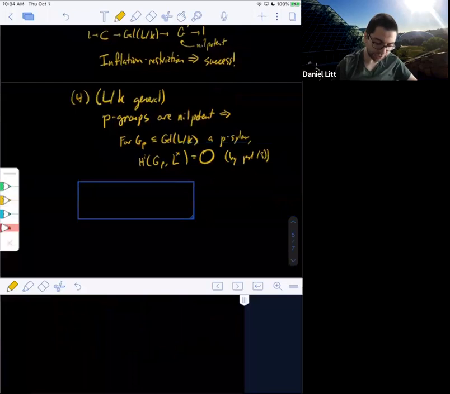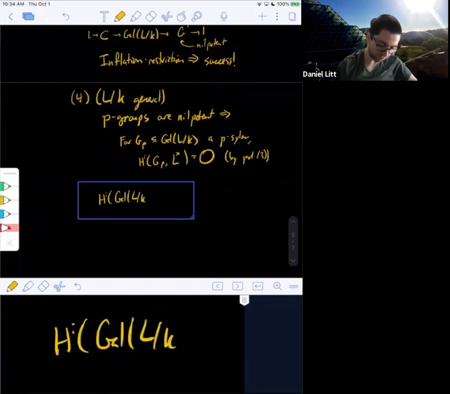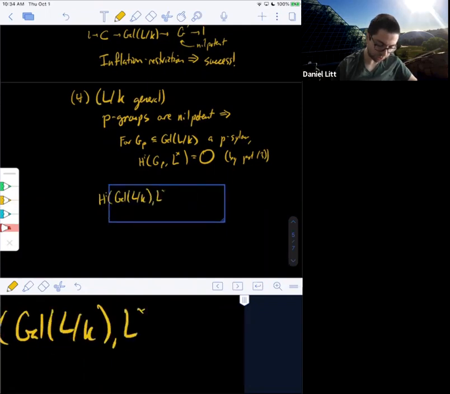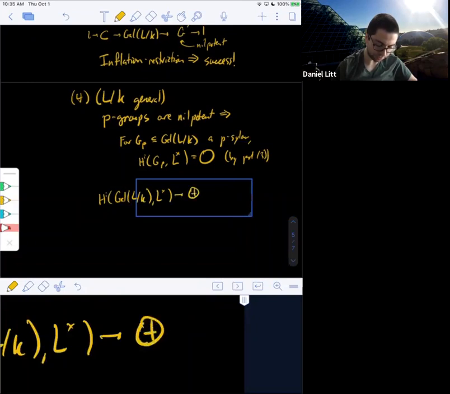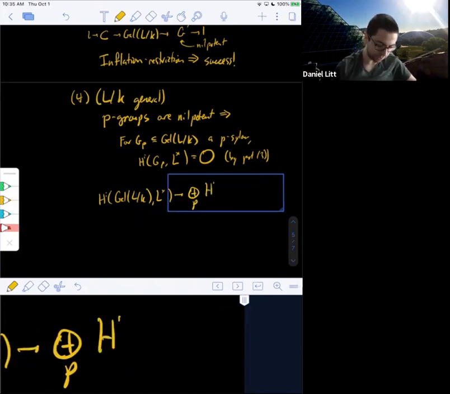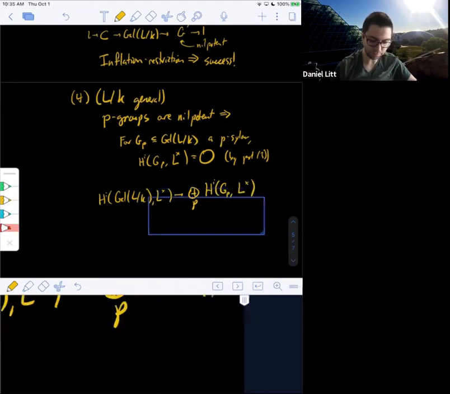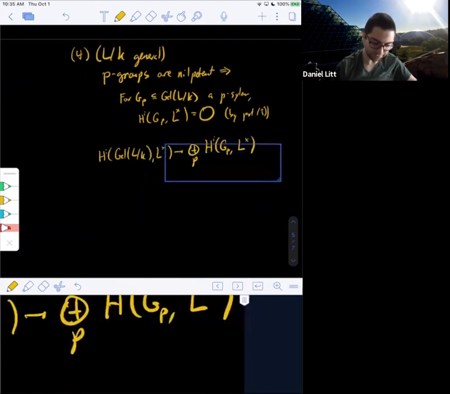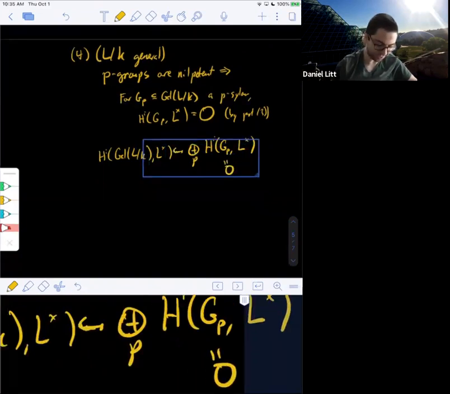All right. So now let's consider the map from H^i of the Galois group of L over K, L cross, to the direct sum. This is a finite direct sum because there's only finitely many primes dividing the order of the Galois group of L over K. The H^i of G_p, L cross. And so we just proved that this is 0. So we'd win if this is injective. So can anyone tell me why that's true?